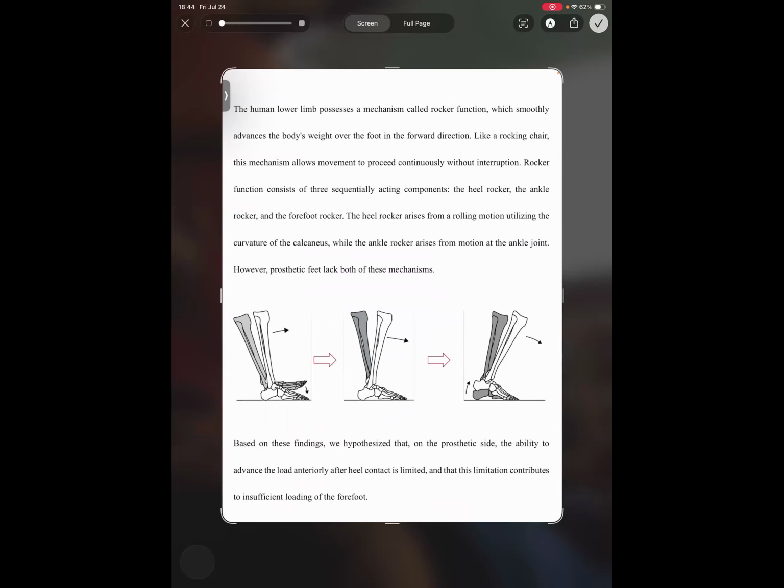The COP represents the point of application of the ground reaction force on the plantar surface and indicates the location of load. We evaluated the speed of load transfer by measuring the velocity at which the COP moved forward from the heel to the forefoot during the first half of the stance phase.